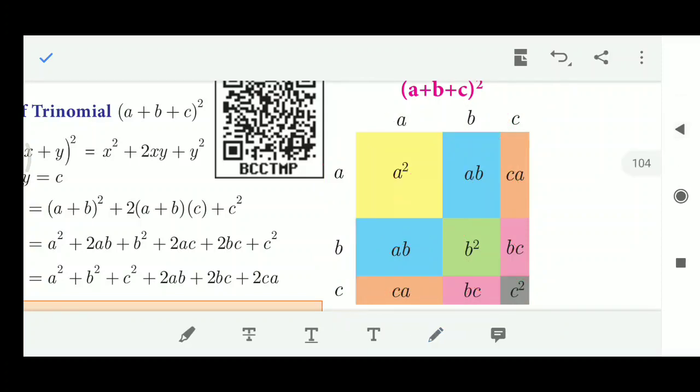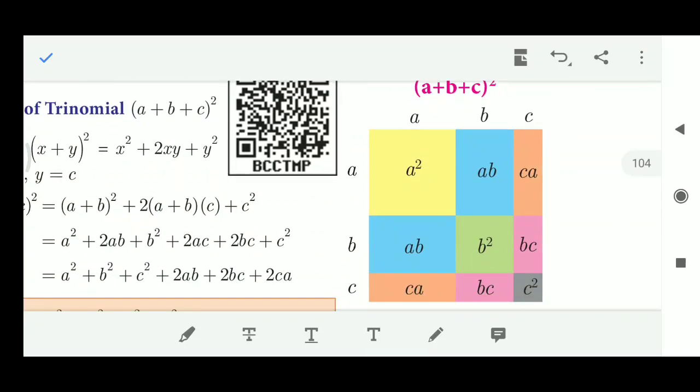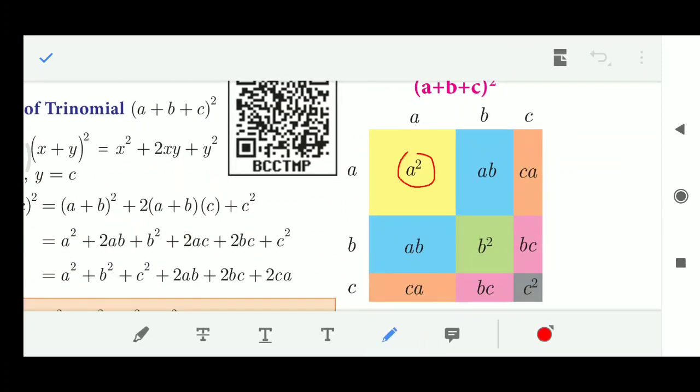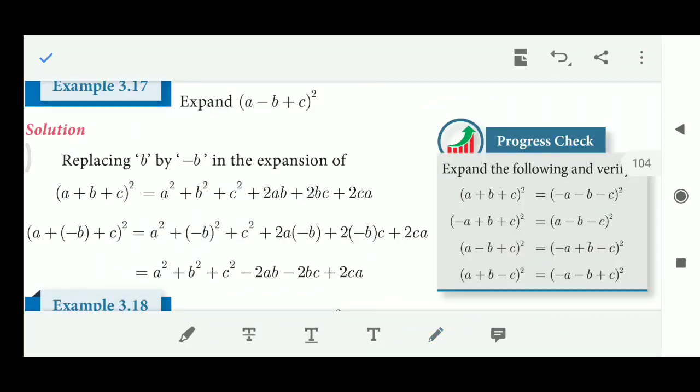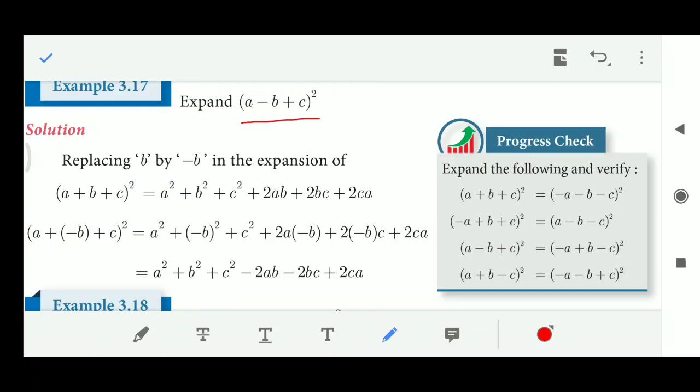Now if you add all this, you will get a square plus b square plus c square plus 2 times ab plus 2 times bc plus 2 times ca, which is the identity. Based on this above identity, we are going to see one example.